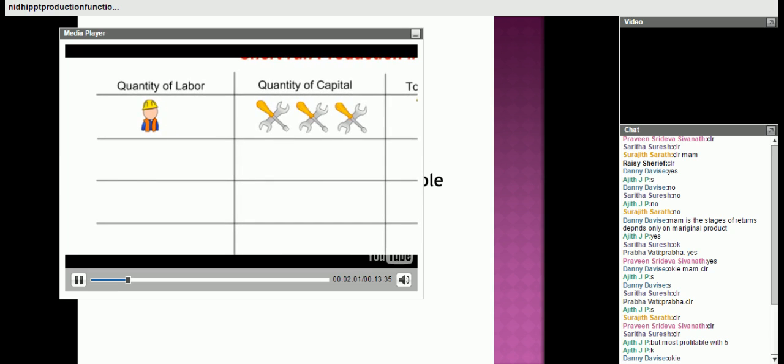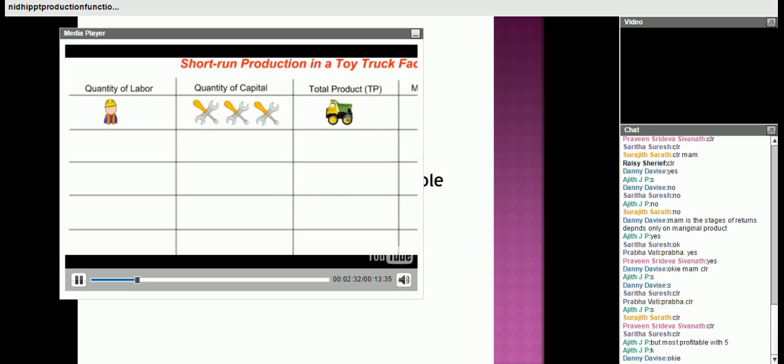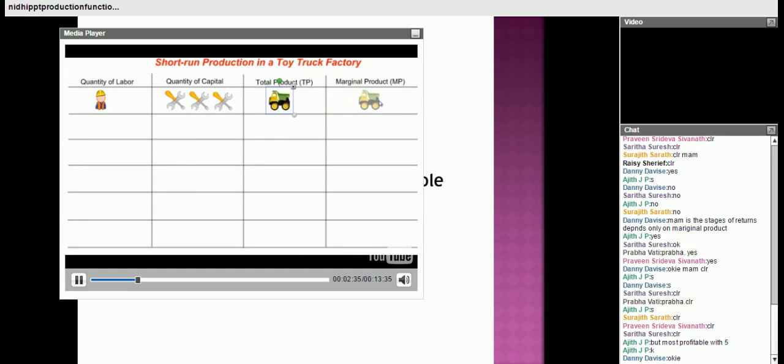So let's start with our factory in which there are three sets of tools and only one worker working in that factory. If one worker joins this factory and there are three sets of tools, we can assume that that one worker will be relatively unproductive and in one day will be able to manufacture one toy truck. So our total product with one worker and three tools is one toy truck. The marginal product of the first unit of labor, therefore, is one toy truck. Marginal product measures the change in total product attributable to each additional worker.